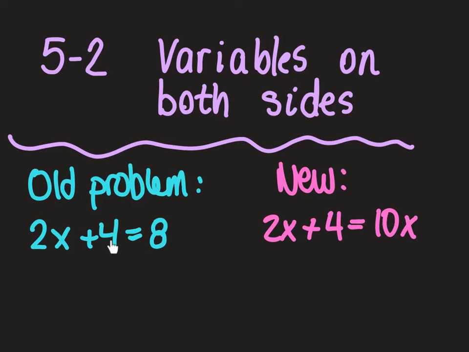So, old problem, we have two things on the left, one thing on the right. That's how they're similar. They both had something x plus a number, but what's different is that on the right, this equals a constant. It equals 8. On the right, this equals 10x's. There's a coefficient and a variable, 10x.